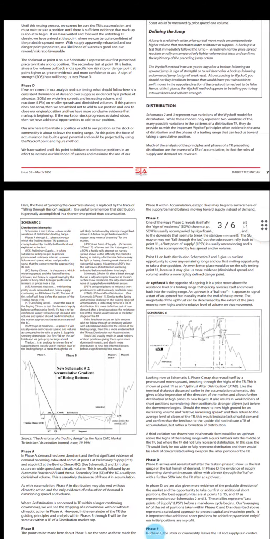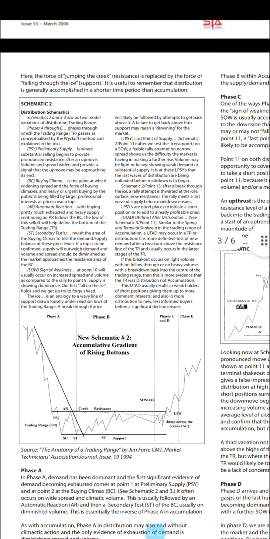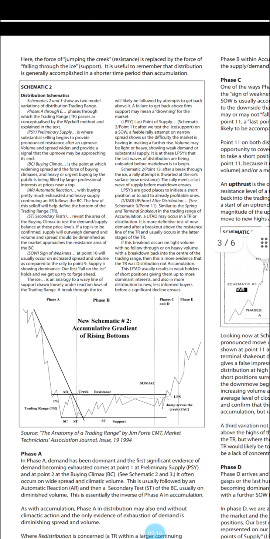So, let's see what schematic 2 is all about. Here, the force of jumping the creek resistance is replaced by the force of falling through the ice support. It is useful to remember that distribution is generally accomplished in a shorter time period than accumulation. So, schematic 2, distribution schematics. Schematics 2 and 3 show us 2 model variations of distribution trading range, phase A through E.